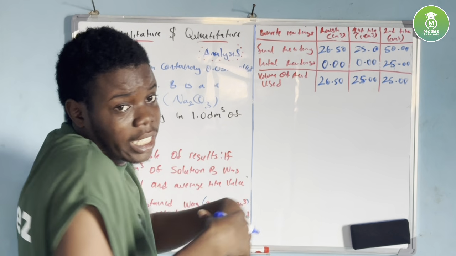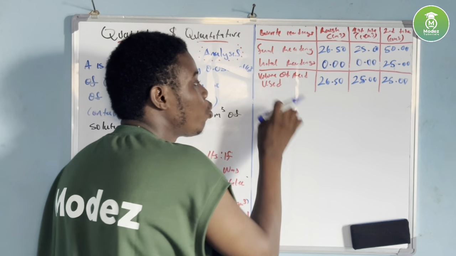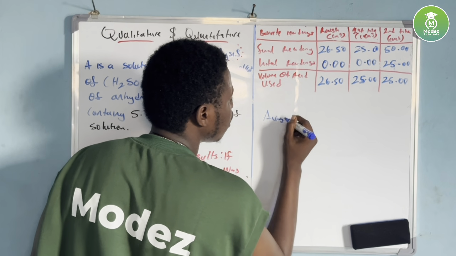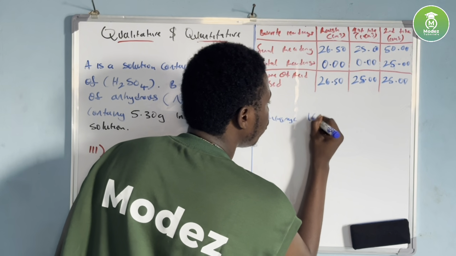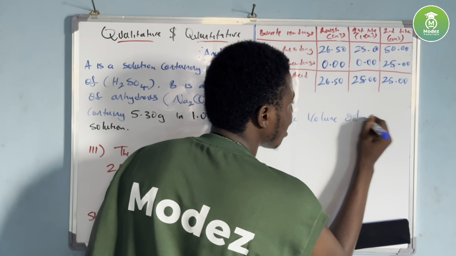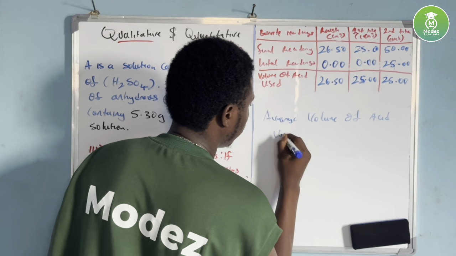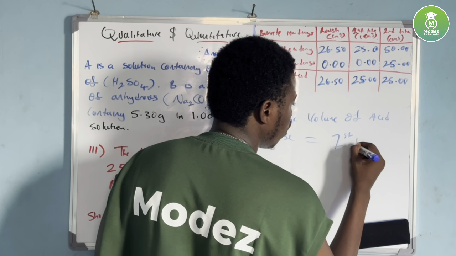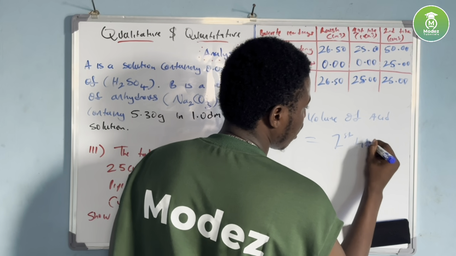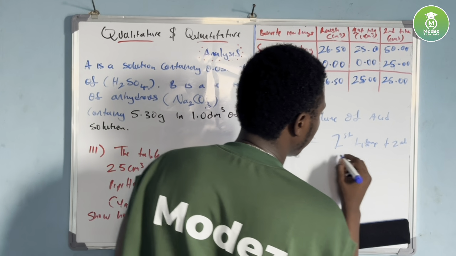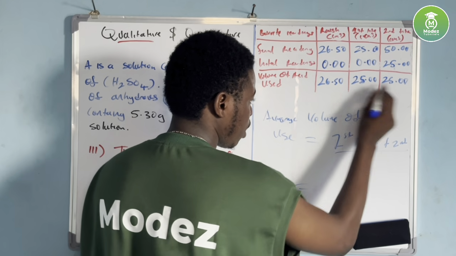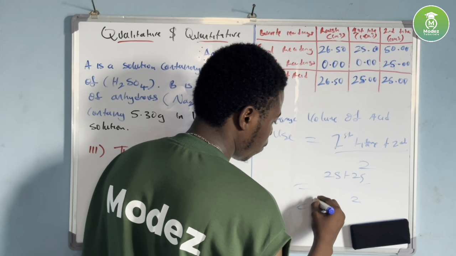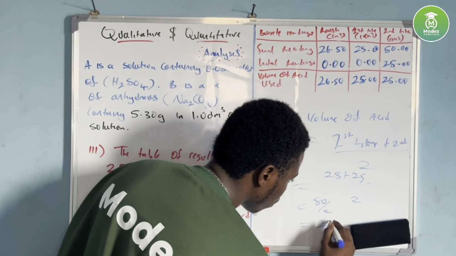Now, normally, let's say you did your own titration. What you now have to do here is further state the average volume of acid used. So the formula is first titer plus second titer over 2. So first titer is 25 plus 25 over 2, which is equal to 50 over 2, which is equal to what?